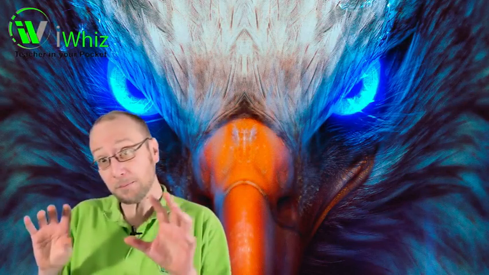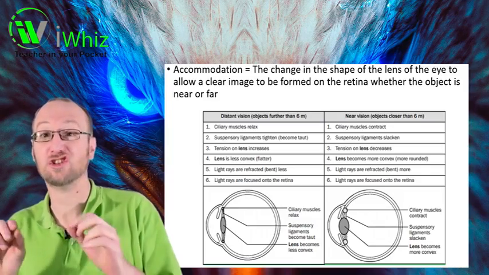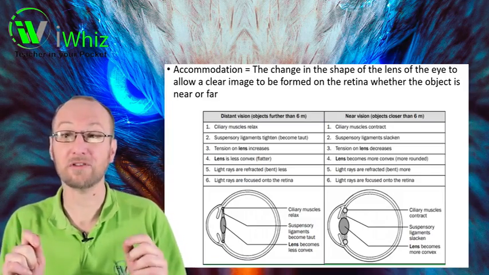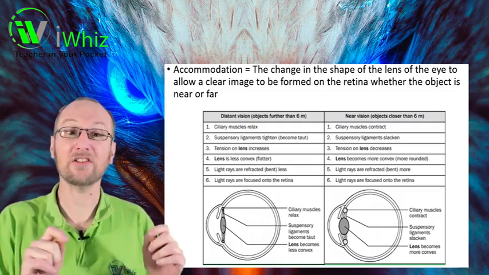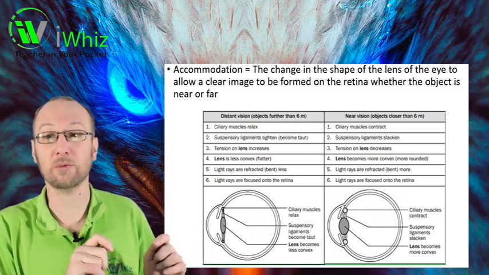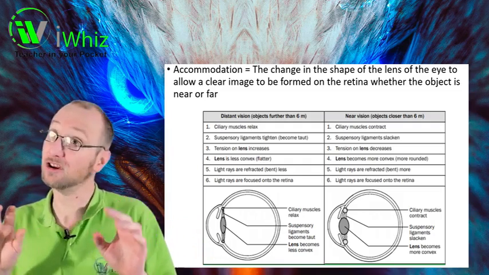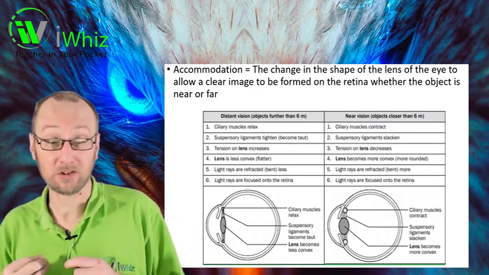Okay, now I've already mentioned the term accommodation a few times. Accommodation is the change in the shape of the lens of the eye that allows a clear image to form on the retina, whether an object is far or near to us.